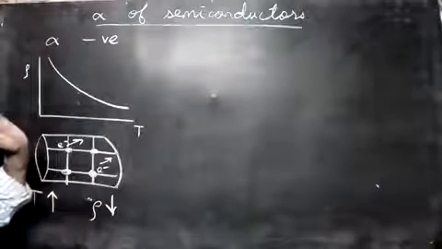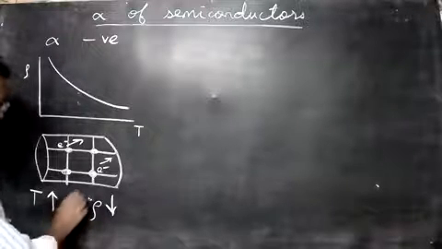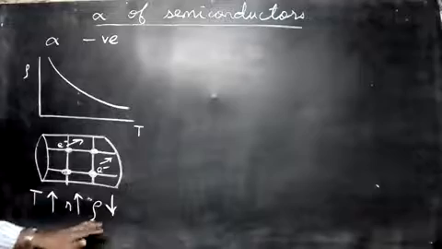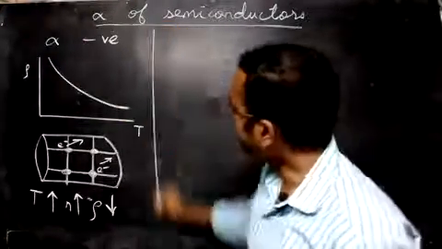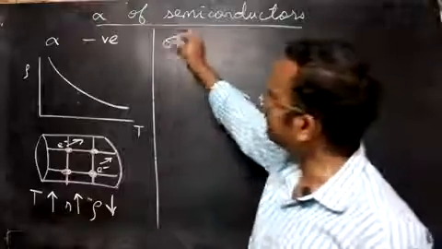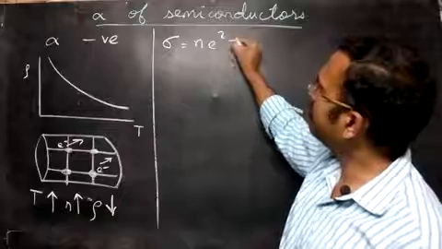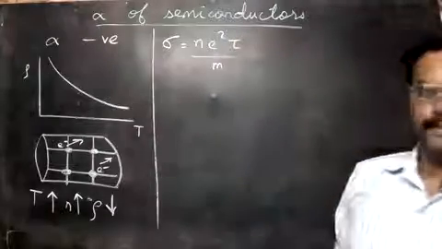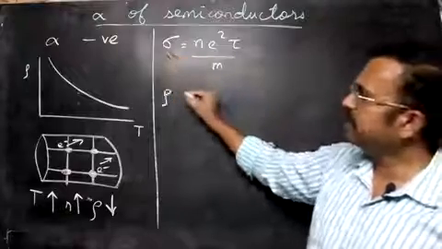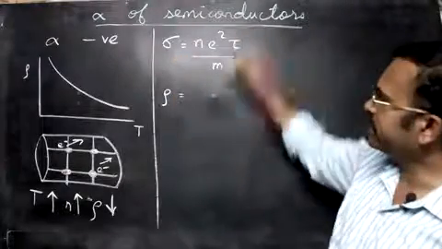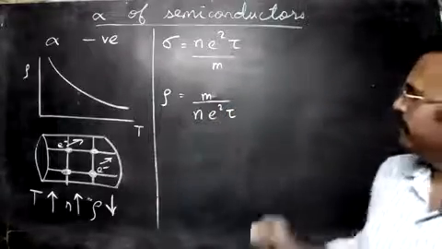So this is what we know. And why does it decrease? The number of free electrons will increase here, and that's why resistivity will decrease. Then we also know conductivity, which is sigma. Sigma is equal to n e square tau by m. If you take resistivity, rho is equal to 1 by sigma, so this becomes the reciprocal, that is m by n e square tau.